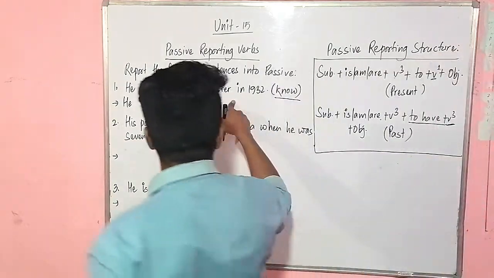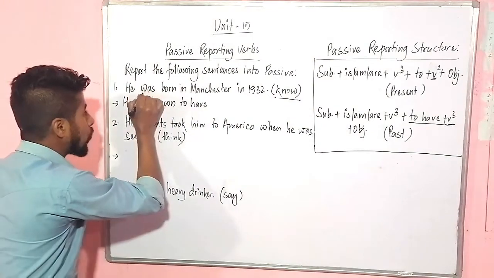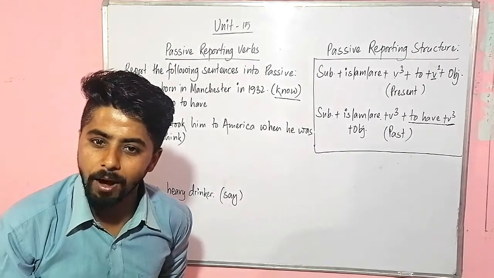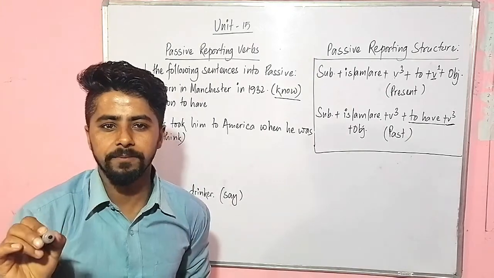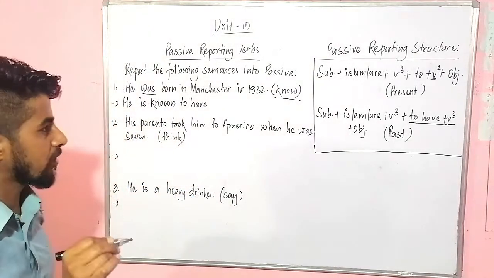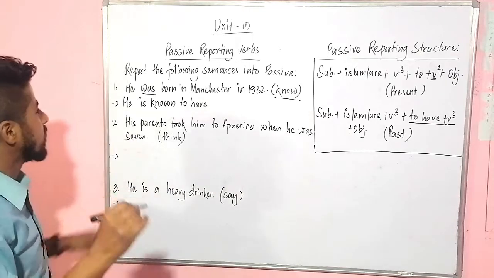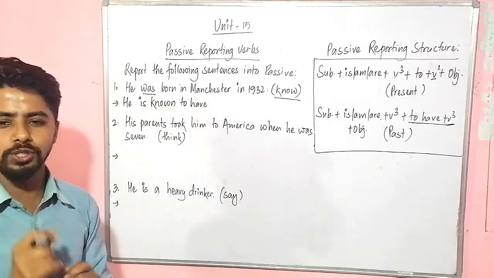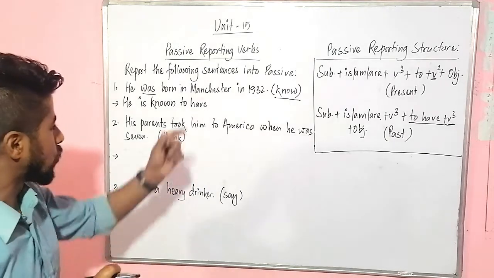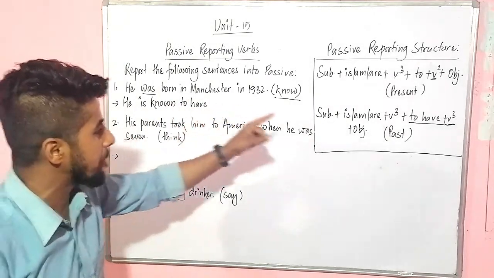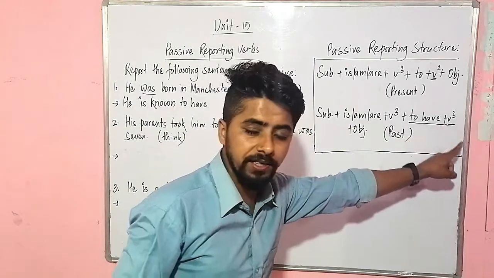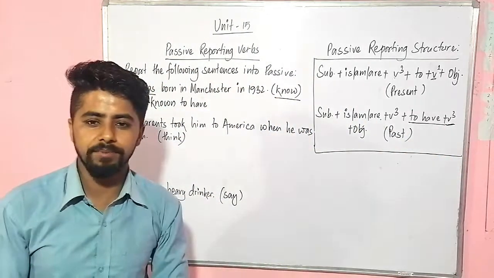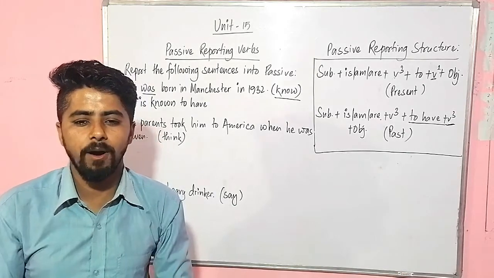"He was born in Manchester in 1932." Here was is the verb given to us, and it is not an action verb, it is a state verb. These sorts of verbs are known as state verbs, so the state verb was is given here. In the previous classes I have told you one thing. So what is the third form? We have to use to have. After to have we have to use V3, and our main verb is was. So what is the V3 form, or past participle form, of was?